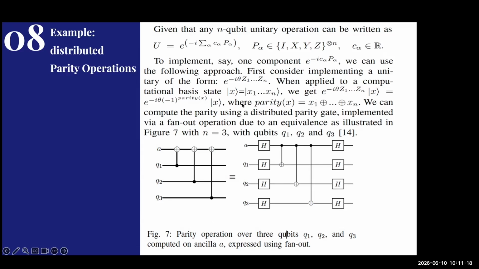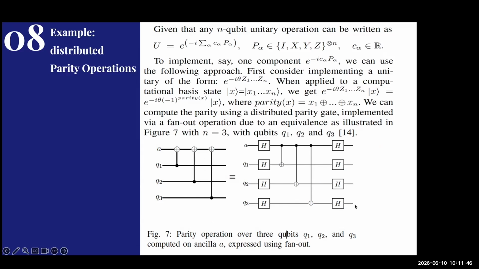So effectively, if you have e to the minus i theta Z1 to Zn, we are doing a parity operation, right? And a parity operation looks a bit like this, but using the Hadamard gate, you can convert it into a fan-out operation, right? And this is well known from the reference.